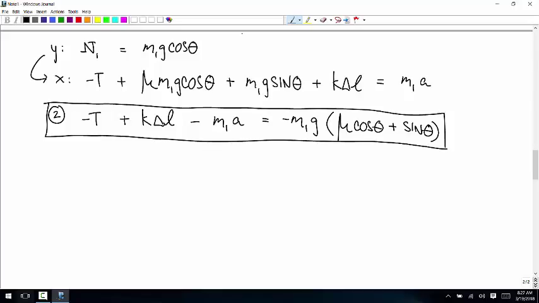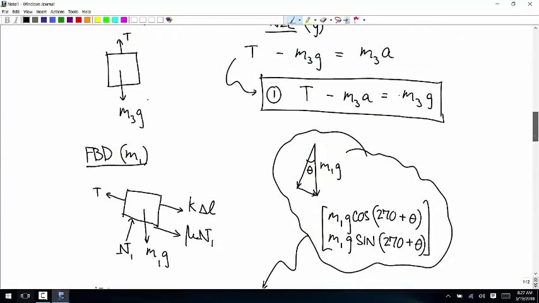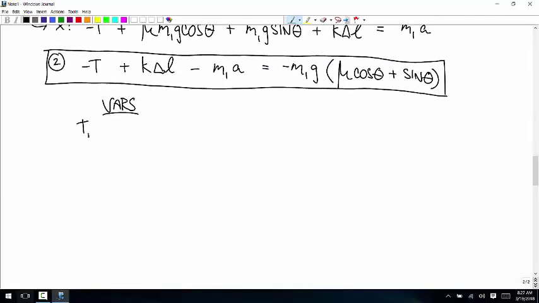Okay, so now we have two equations. Let's think about what variables we have so far. Maybe we can solve for something. From equation 1, we have the variables T and a. Everything else is constants. From equation 2, we also have the variable delta L, and that's all. So we have two equations for three variables, so we can't solve for anything yet. Keep going. So, free body diagram for mass 2.